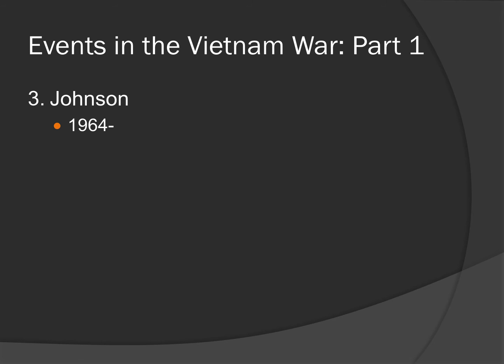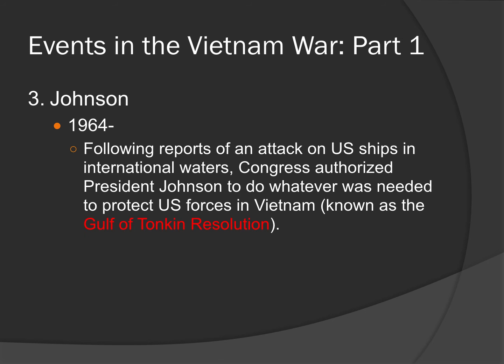Kennedy was assassinated shortly after Diem, and so Vietnam fell to President Johnson. So in 1964, a couple important things happened. One was the Gulf of Tonkin incident. Initially, there was an attack on a U.S. ship, and Johnson warned North Vietnam not to do it again.